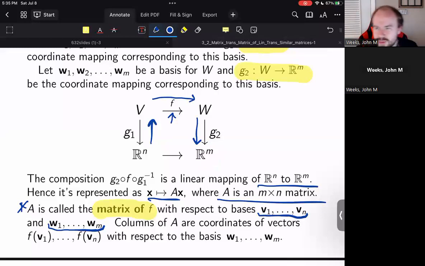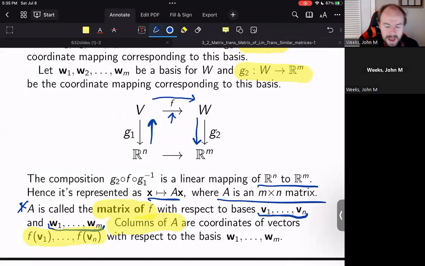Just note the slight little change in letter there since we had U before, no real reason for it, just to specify that this is slightly different. Now, the columns of A are going to be just like in the previous slide, where the columns were the way that you could write the original vectors in terms of the new basis elements, the new coordinate system that you're working in. These are going to be coordinates of the vectors f of v1 all the way up to f of vn. That is plugging in the vectors v1 through vn with respect to our new basis.